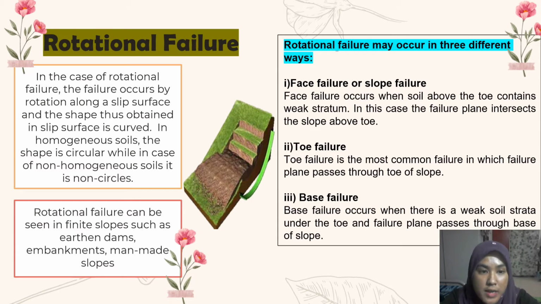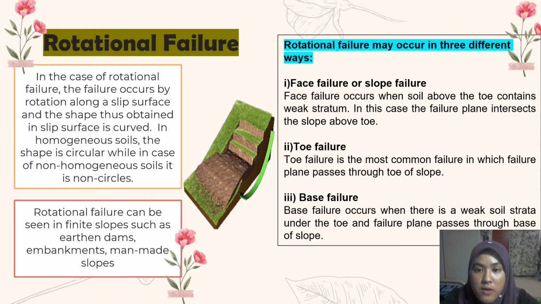Rotational failure: in the case of rotational failure, the failure occurs by rotation along a slip surface, and the shape thus obtained in the slip surface is curved. In homogeneous soil, the shape is circular, while in the case of non-homogeneous soil it is non-circular. Rotational failure can be seen in finite slopes such as earth dams, embankments, and man-made slopes.